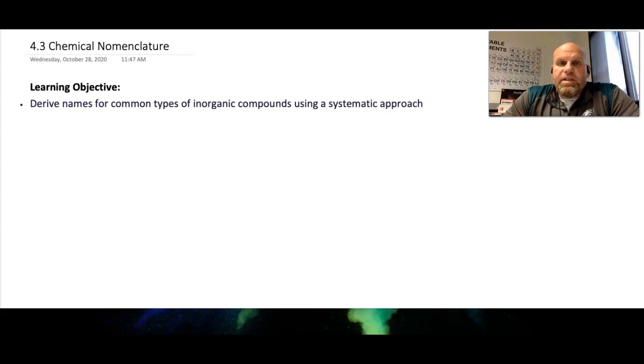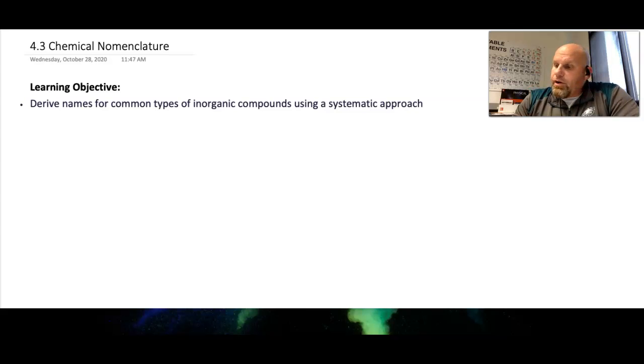Here we are with section 3 from chapter 4, Chemical Nomenclature. You can see the learning objective here, and it's pretty straightforward. We are going to spend our time in this section learning how to name chemical formulas based on 3 different types, and also go the other way and write the formulas when provided the names.